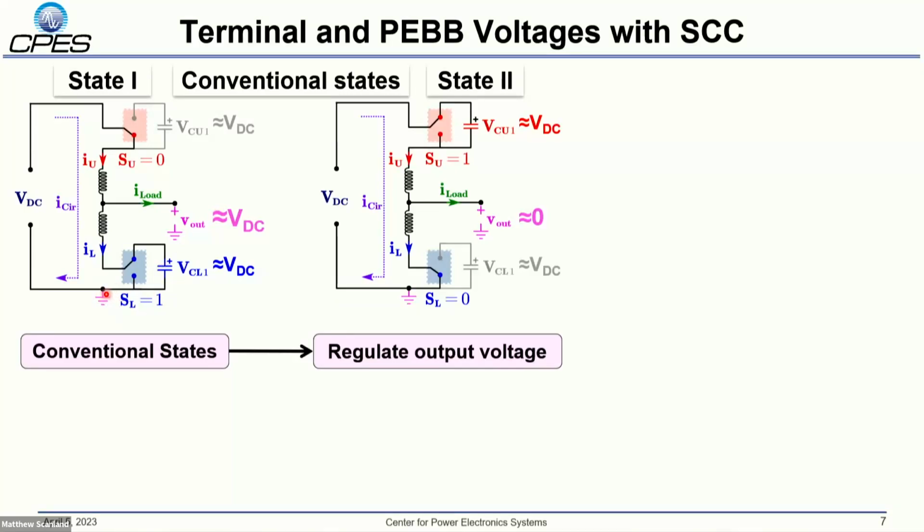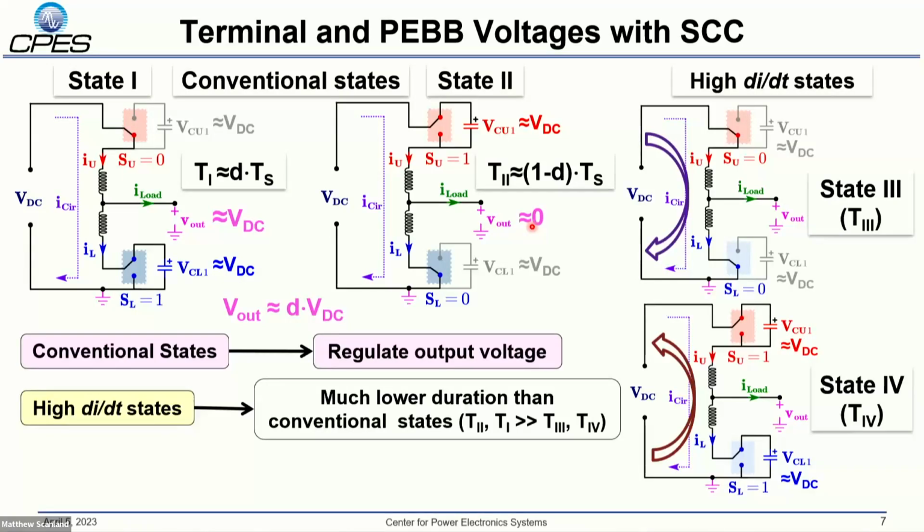Again, this is slightly different from conventional MMC. Compare that to state 2, where you bypass the lower arm and you have small arm inductor, so not a large di by dt in these conventional states, and your output is 0 or close to 0. If your converter spends D and 1 minus D in each state, your output voltage would be somewhere close to D times VDC, and that's how you regulate the output voltage for one PEBB.